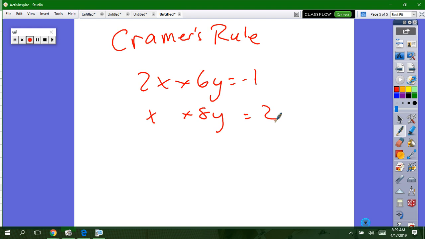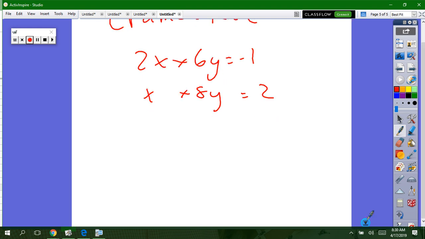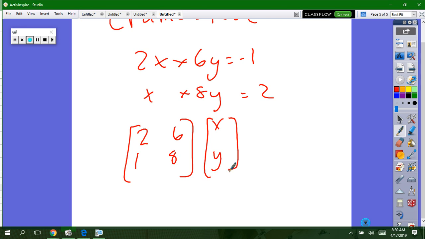Here's what Cramer's rule says. First off, you put it in as a matrix equation. Once again, how do we write the matrix equation? 2, 6, 1, 8, times X, Y, equals negative 1, 2. Any questions there so far? We all should know how to do that matrix equation, right? Now, using our inverses, we were able to solve last time, but this time we're going to use Cramer's rule.